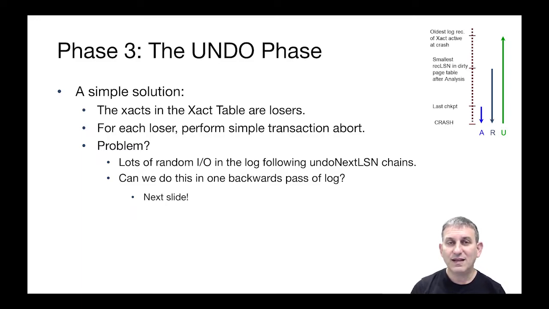The only problem with this is that it might be a little inefficient because we're going to bounce through the log transaction by transaction. And that's a lot of random I/O following those undo.NextLSN chains, one transaction at a time. Maybe we can do something where in one backwards pass of the log, we essentially undo all of the loser transactions in one pass. And that's what the next slide is going to do. So keep in mind in the next slide, if you find it a little tricky, it's just an optimization. It's going through and doing one transaction at a time abort, but it's kind of doing all of them at once and keeping information on each of them as it goes.